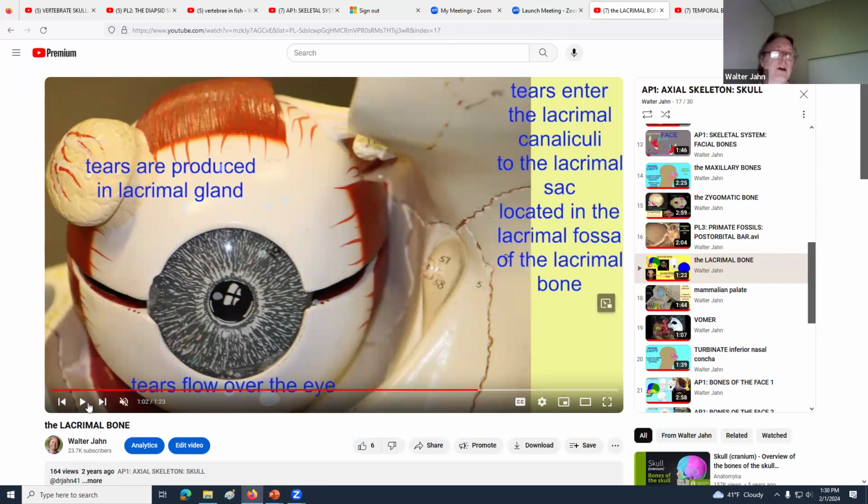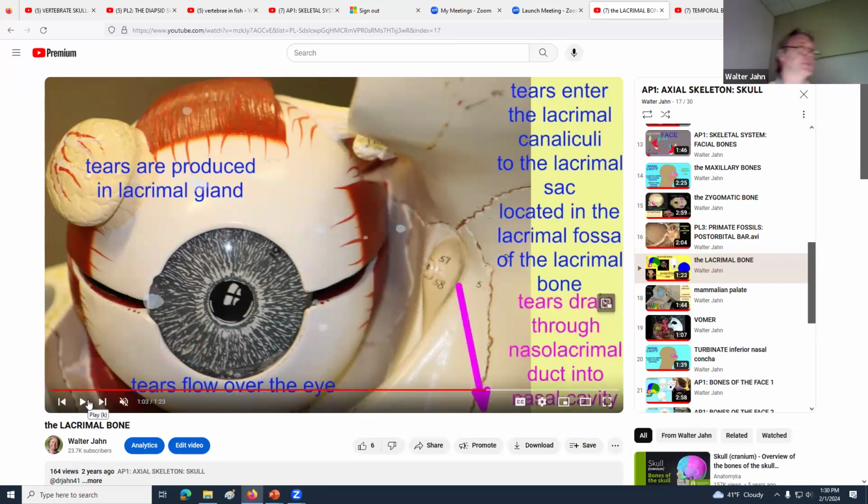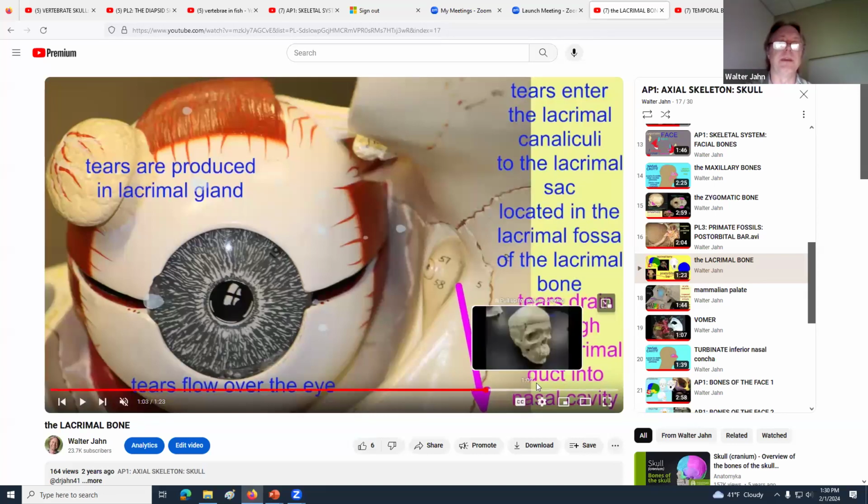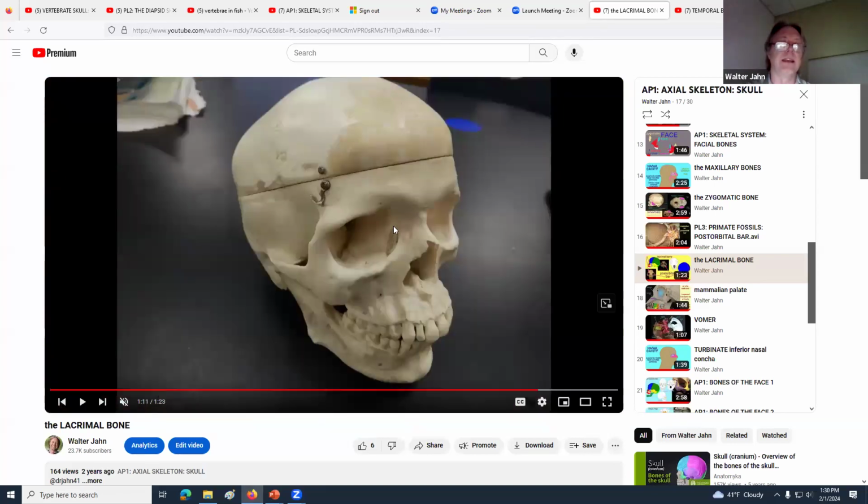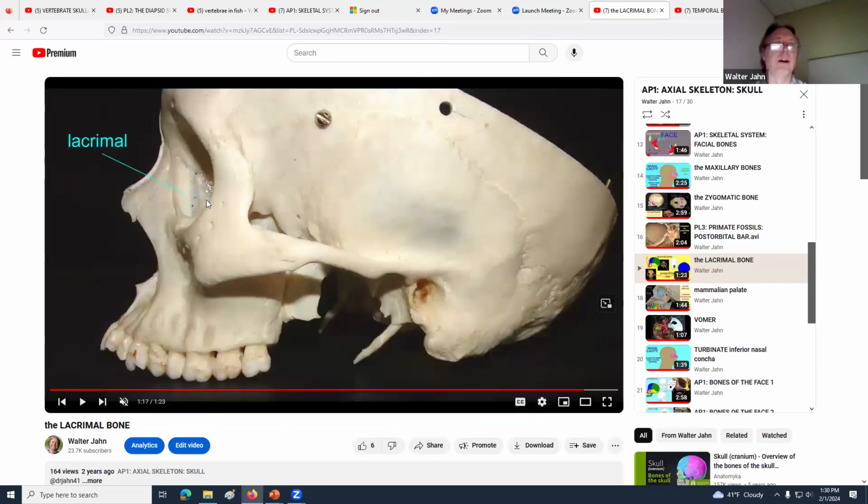So tears, if you speak Spanish, lagrima, tears. So lacrima, I'm imagining Latin, is this bone that has the tear duct. The tears that you make drain medially over the eye into this lacrimal foramen and lacrimal duct here. So humans have a small lacrimal bone, which has a little hole, the lacrimal foramen, to drain tears. Okay. So that is a bone.